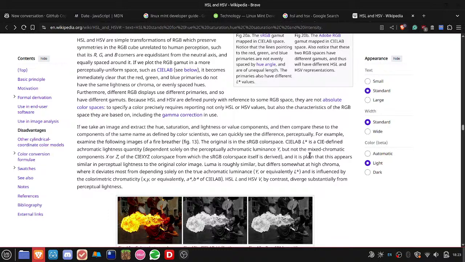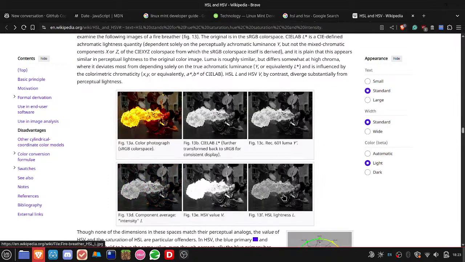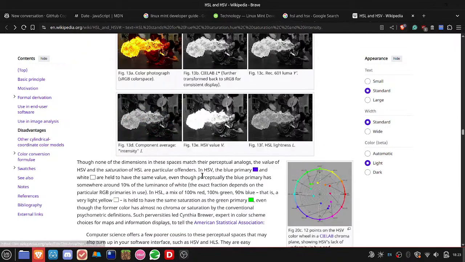Luma is roughly similar, but differs somewhat at high chroma, because it does not depend solely on truly achromatic luminance and is influenced by the colorimetric chromaticity. I really don't know what this means, but HSL and HSV by contrast diverge substantially from perceptual lightness. Though none of the dimensions in these spaces match the perceptual analogs, the value of HSV and the saturation of HSL are particular offenders.